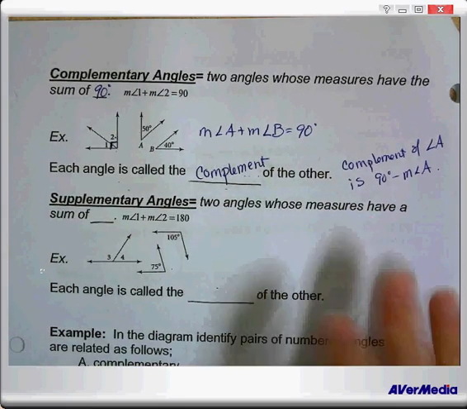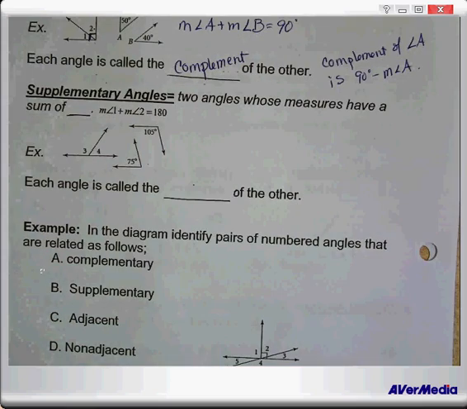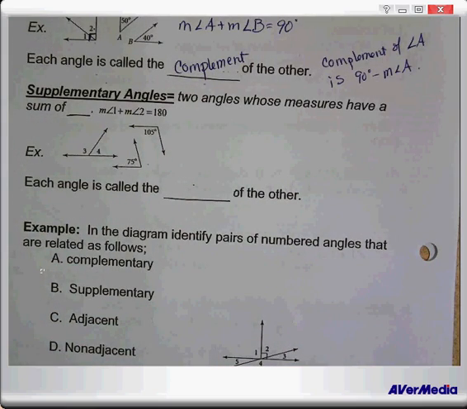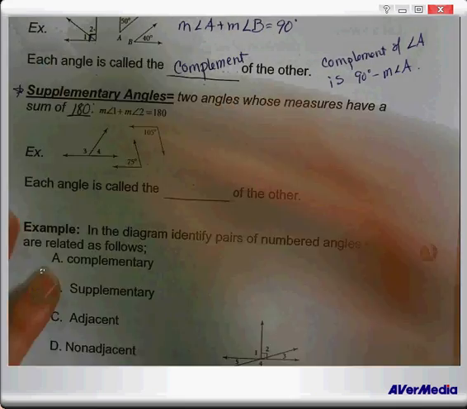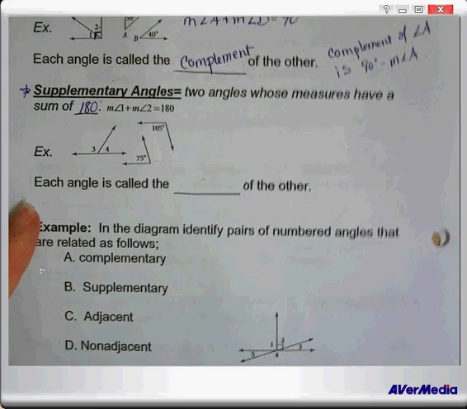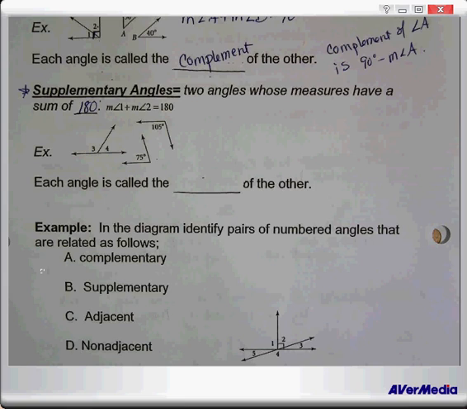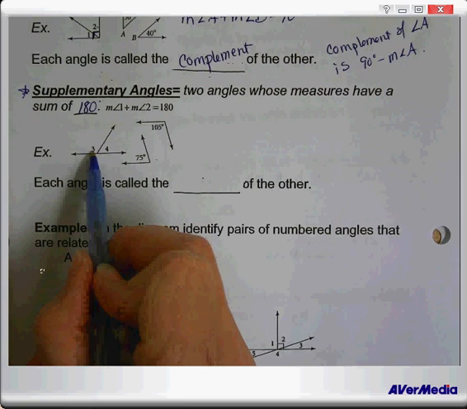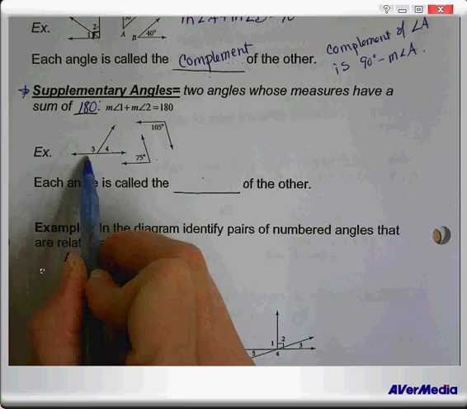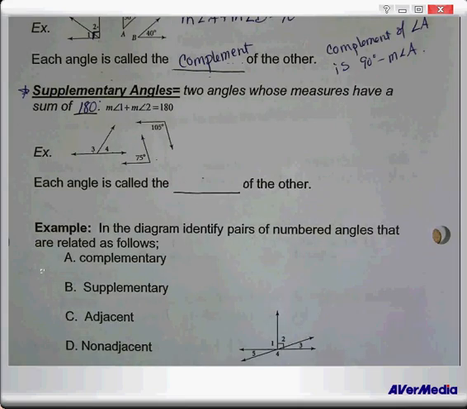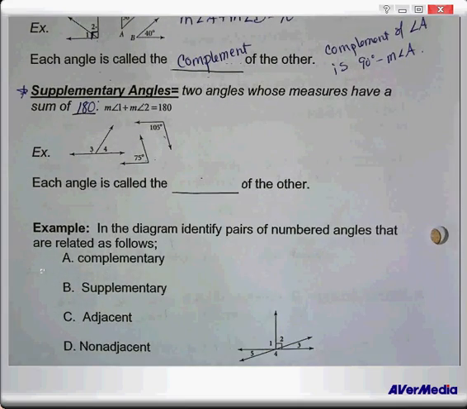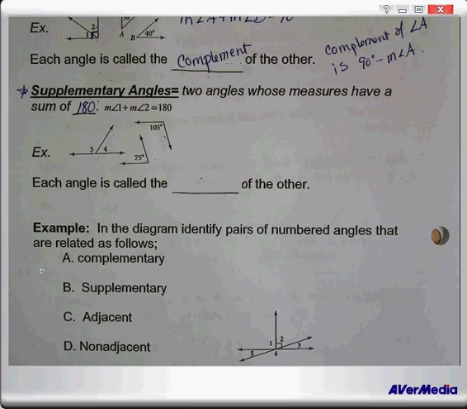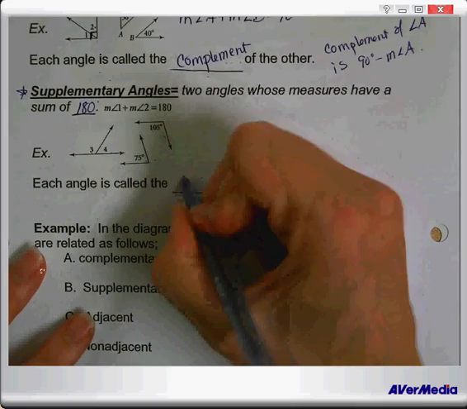Supplementary angles are two angles whose measures have the sum of 180. Now, this one kind of makes sense because of our linear pair postulate. The two angles added up to 180. And notice what we used here. 3 and 4, they're from a linear pair. They're supplementary angles. They don't have to be in the same plane. They just have to be two angles whose measures have a sum of 180. Each angle is also called the supplement of the other.